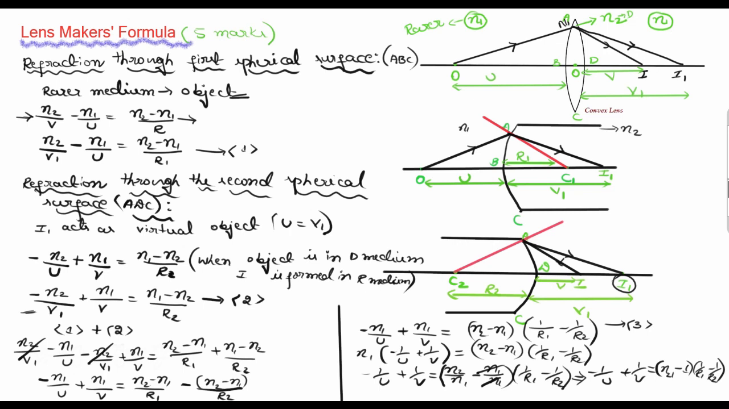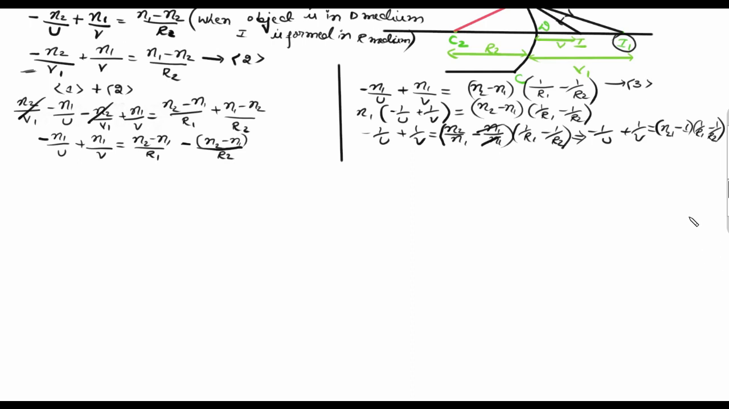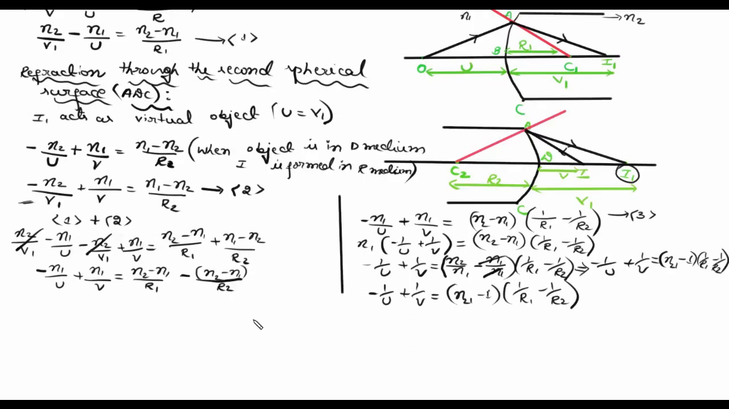Now the next thing is, let's continue solving this equation. You are left with minus 1 by u plus 1 by v equals n21 minus 1 into 1 by R1 minus 1 by R2. Now imagine this object is placed at infinity.